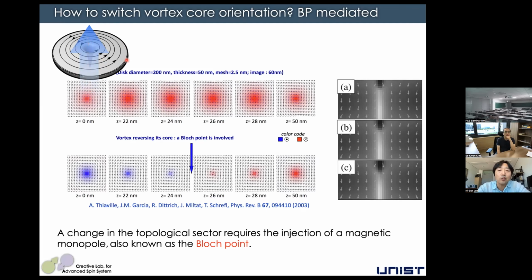During this core switching process, you can see the Bloch point mediate the switching. The Bloch point is injected first at the top surface, and then you can see the propagation of the Bloch point through the thickness. Okay, so this paper firstly tells us about this mechanism, Bloch point mediated vortex-core switching.